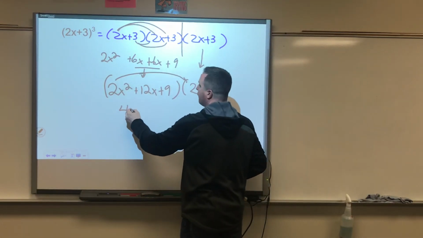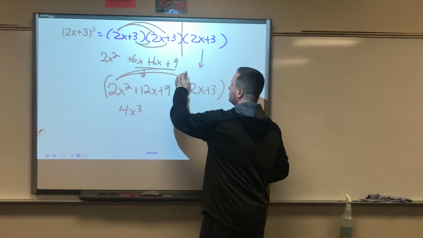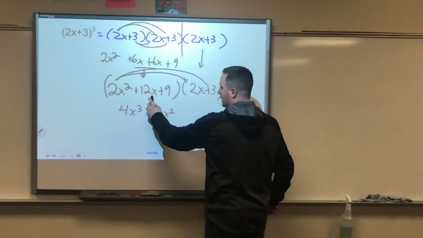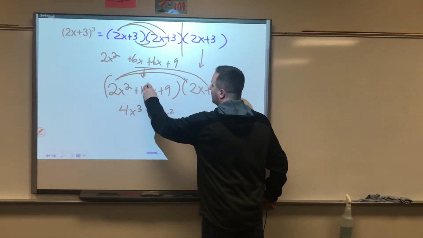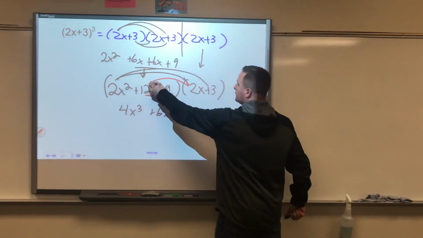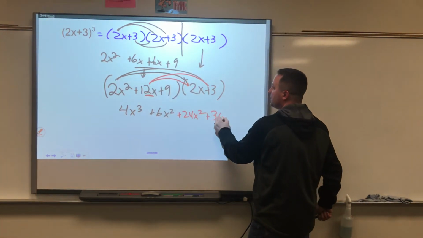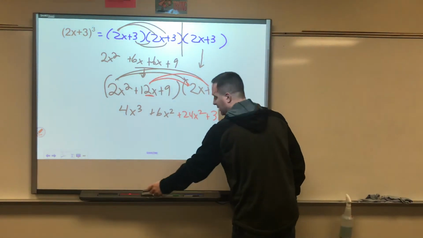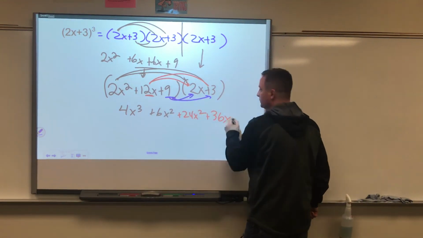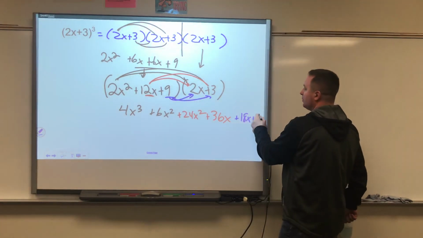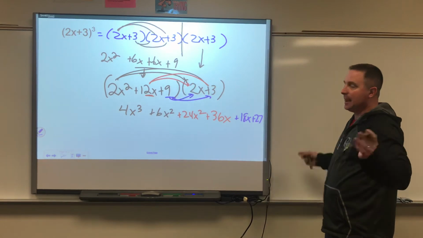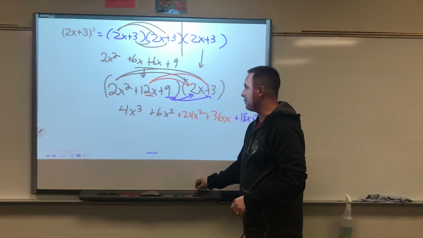Let's try this once. So I'm going to go here first. I'm going to get 8x cubed plus 6x squared. Then I'm going to go to this middle one right here, and I'm going to get 24x squared plus 36x. 12 times 3 is 36. Then I'm going to take the 9 and distribute it through, 18x plus 27 way out there at the end. And last but not least, let's go back through and combine any like terms.